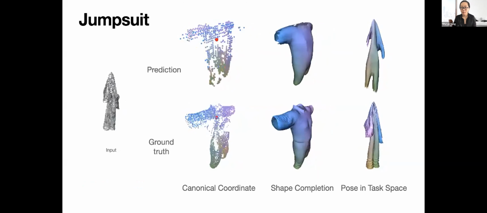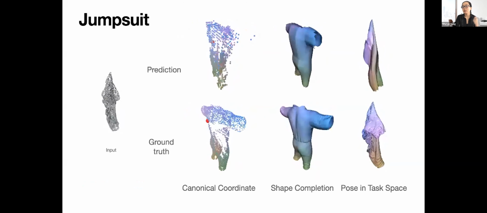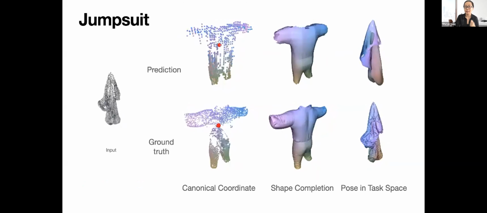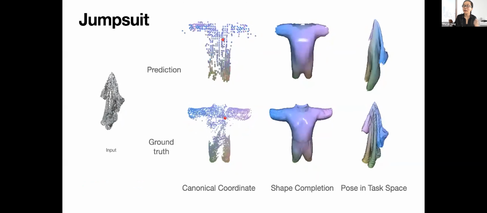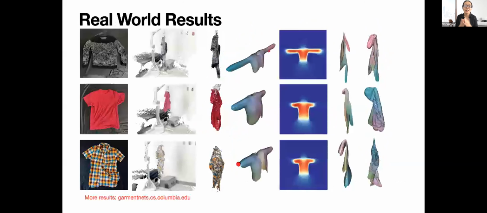This is a jumpsuit. The dataset we use is called CLOTH3D, and I think they provide around 6 garment categories. And here are actually some results using real-world RGBD data. And if you're interested, you can definitely go to our project webpage. I think there are a lot more results and also details about the algorithm that you can find there.